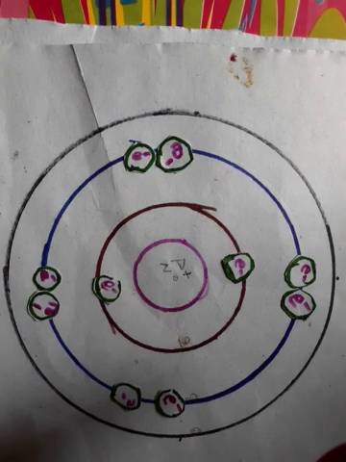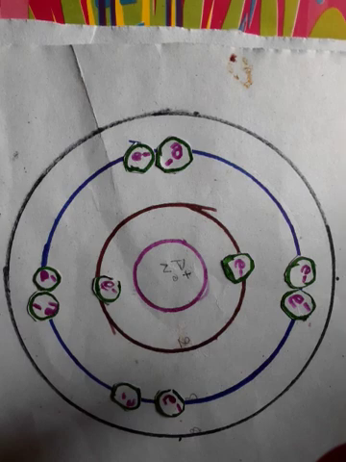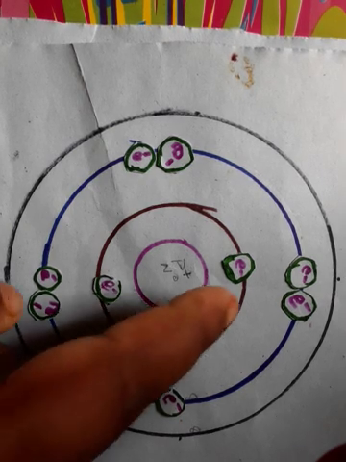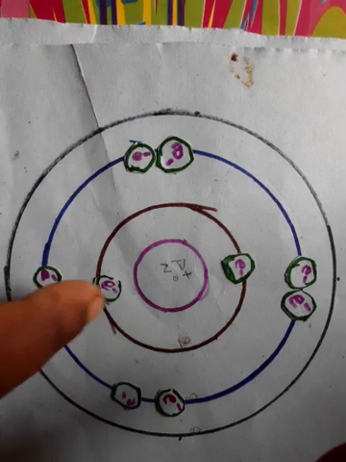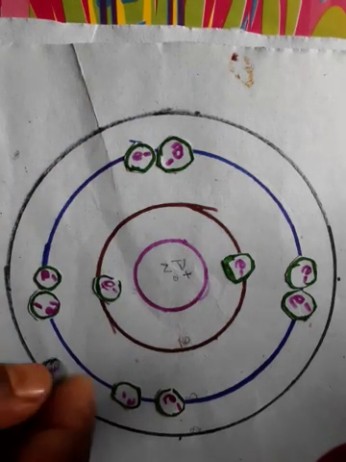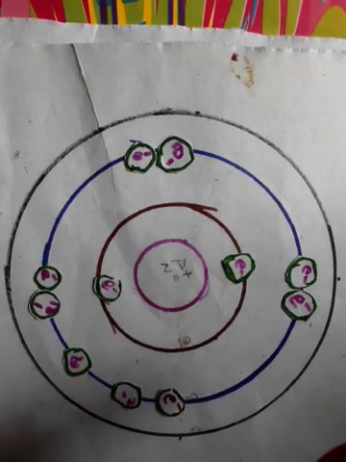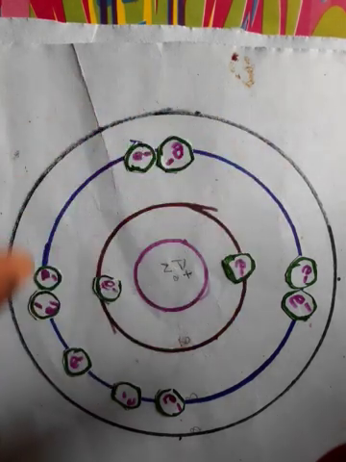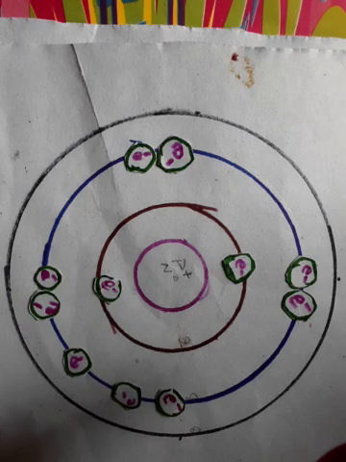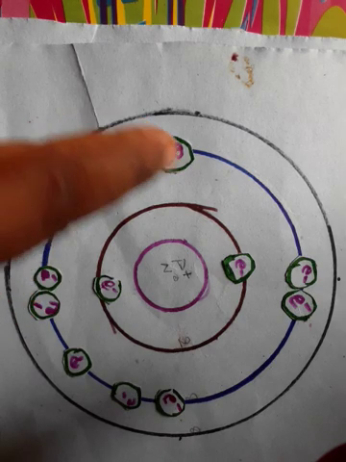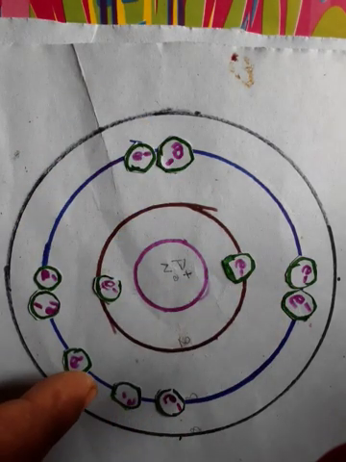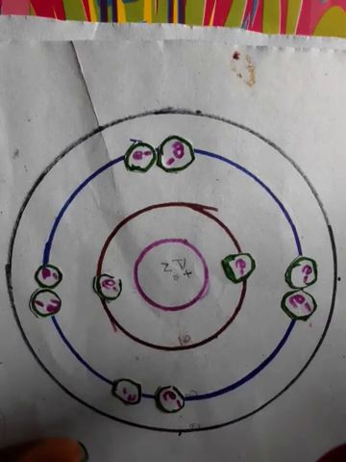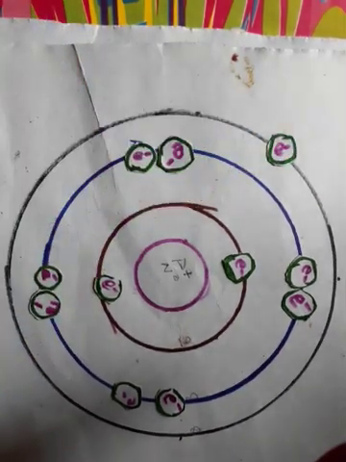Now after neon there is sodium. So in sodium altogether there are 11 electrons. So 2, 4, 6, 8, 9, 10. Now we cannot keep one more in the second orbit. The reason is, the second orbit holds only 8 electrons. Now there are altogether 1, 2, 3, 4, 5, 6, 7, 8 and 9 electrons. So now this electron will go to the next orbit.